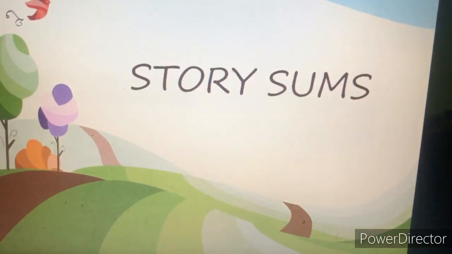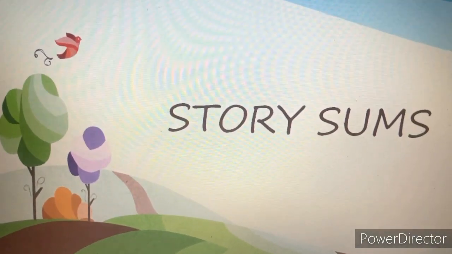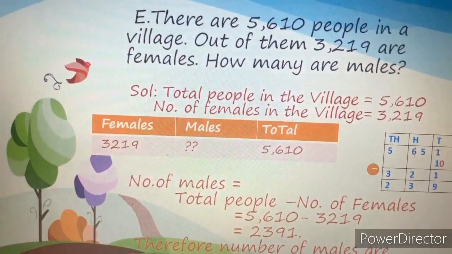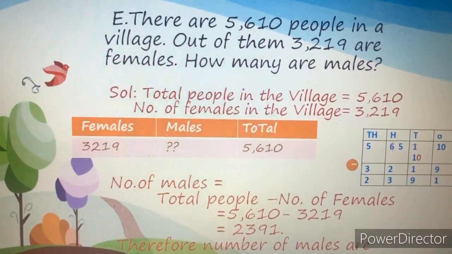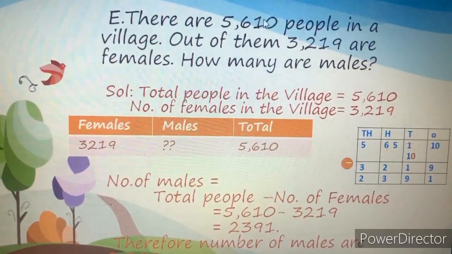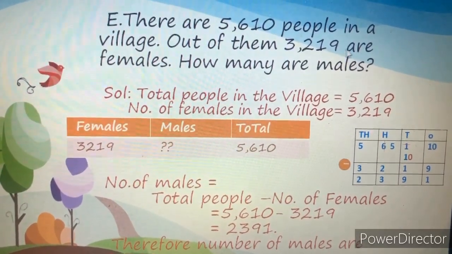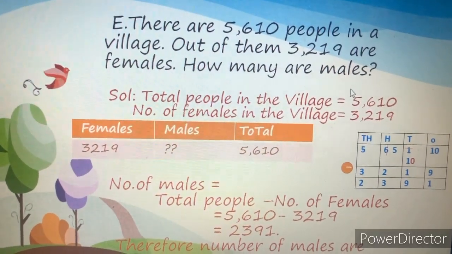So children, let us start solving the story sums of our workbook. Wow, what is the first sum? There are 5,610 people in a village. Out of them, 3,219 are females. How many are males?